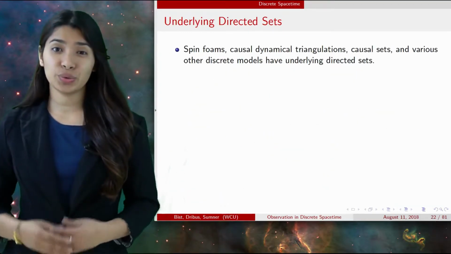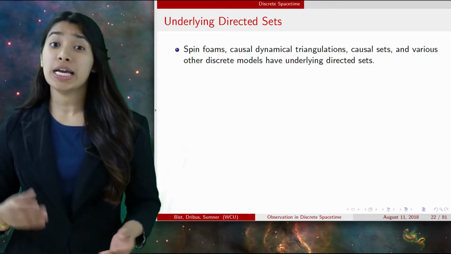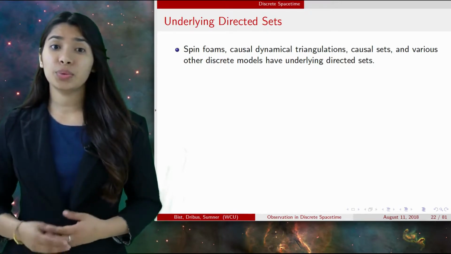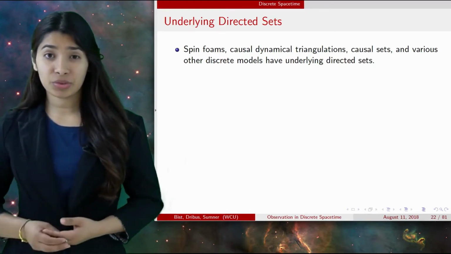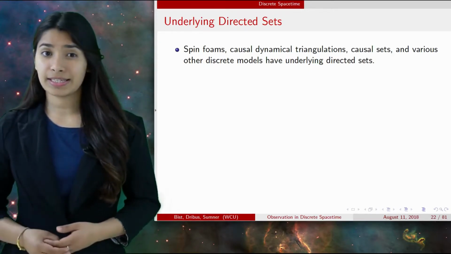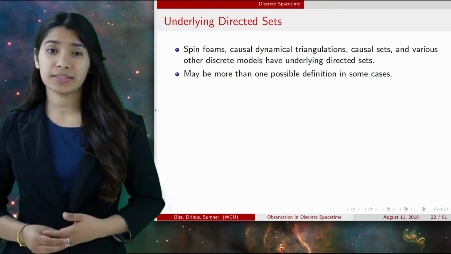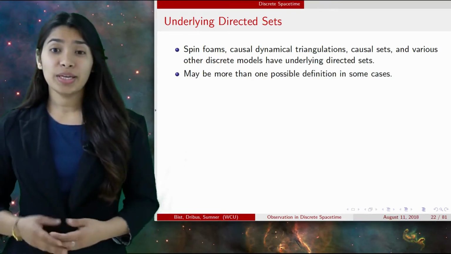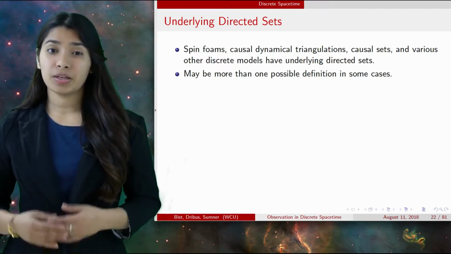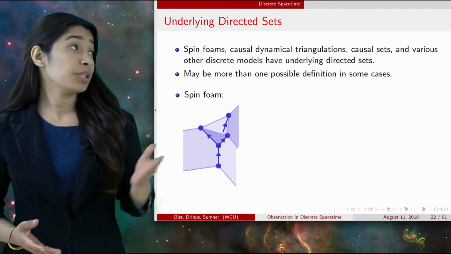It's worthwhile to notice that the theory we develop by studying these directed sets is applicable to many different discrete models. In particular, we can begin with spin foam, causal dynamic triangulation, or causal sets and ignore some of the structure to get directed sets. In the case of causal sets, we don't have to ignore anything because they are special cases of directed sets. But anyways, the behavior of these objects will depend to a large degree on the behavior of the underlying directed set. We show some pictures right here.